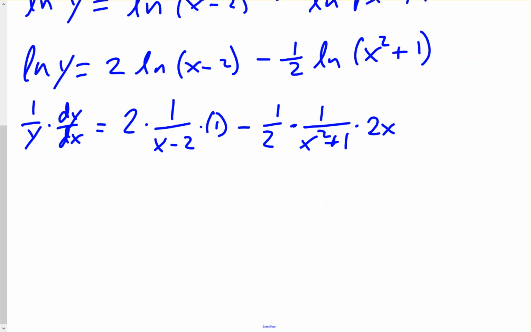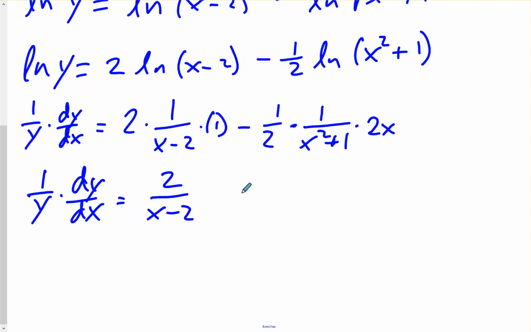Okay, simplified a little bit. We still have 1 over y dy/dx equals 2 over (x minus 2) minus, and now here the 2 of the 1/2 with the 2 here would cancel, so we'll be left with the x on top over x squared plus 1.